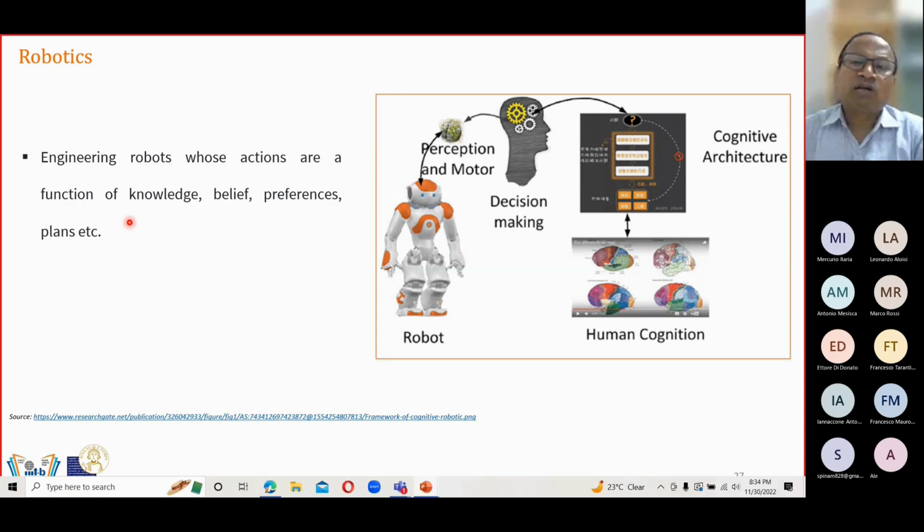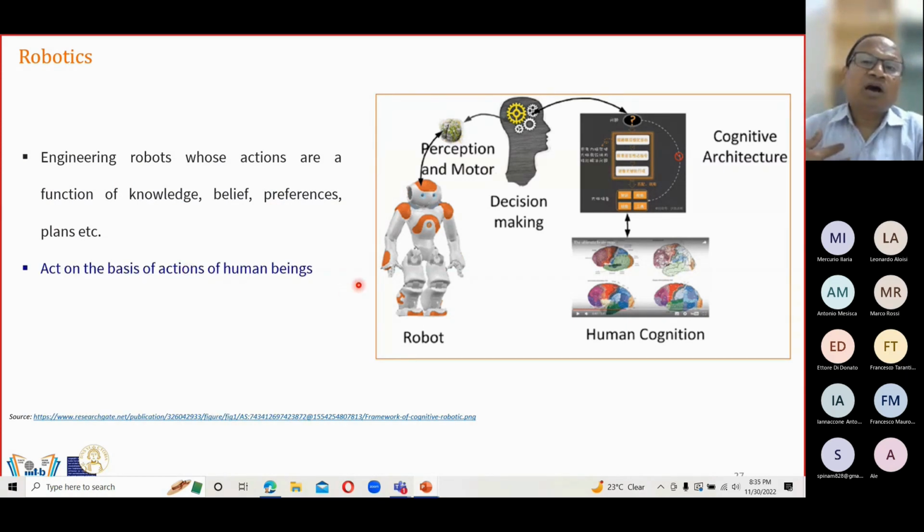How does a robot perform a task? It applies the knowledge which it acquires after training, and then belief, and then preferences. You provide the preferences to the robot accordingly. It engages in different tasks and plans accordingly. It acts on the basis of the actions of human beings.